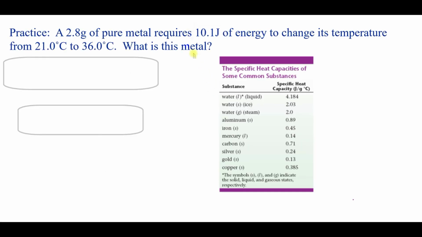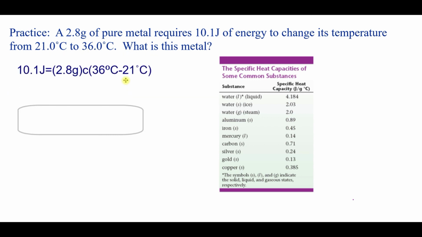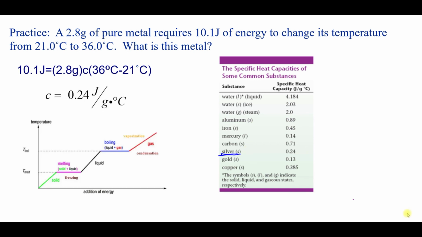Let's try another one. We again have grams, we have the amount of energy that's transferred, and we have the temperature, so we can solve for our specific heat. If we plug in and then solve for C, our specific heat is 0.24 joules per grams degrees Celsius, and so our unknown metal is silver.